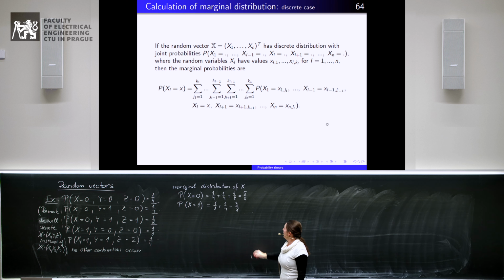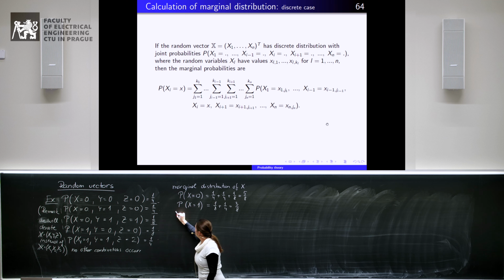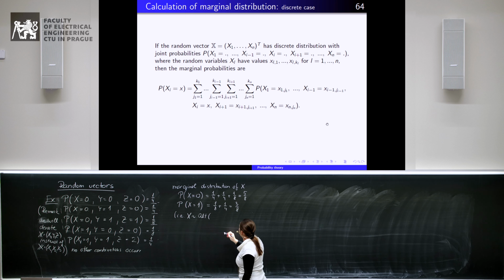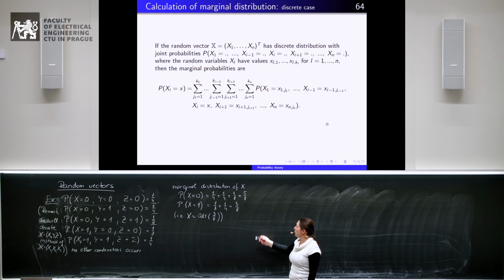Okay? So, in fact, it means that X has Bernoulli or alternative distribution with the parameter 3 over 8, because the parameter is equal to the probability of X being equal to 1. But it's not important whether you write it in this form or in the shorter form.